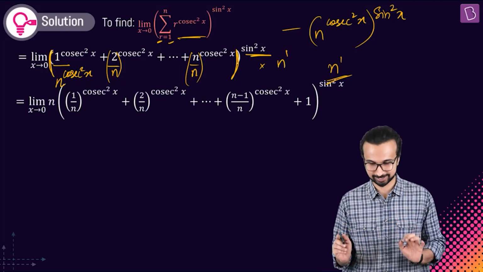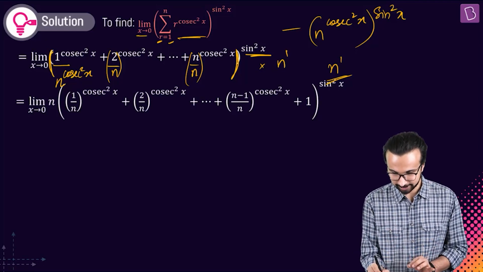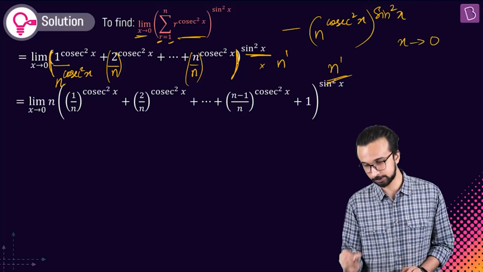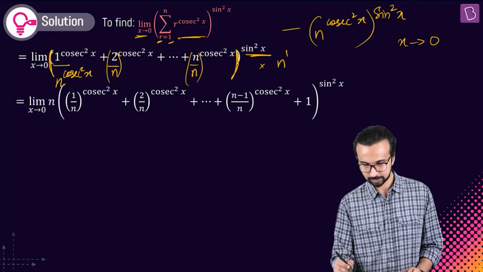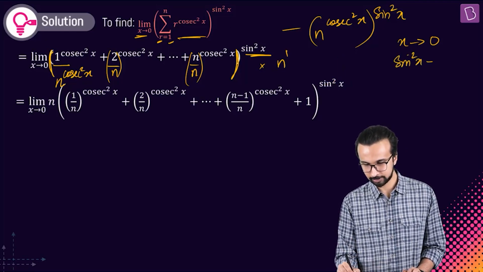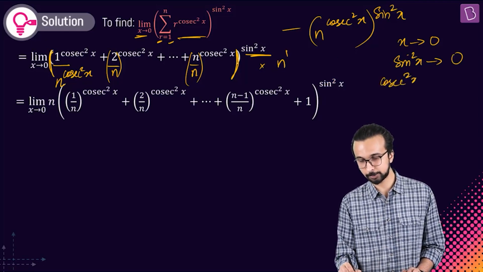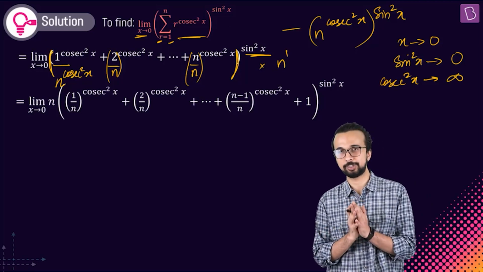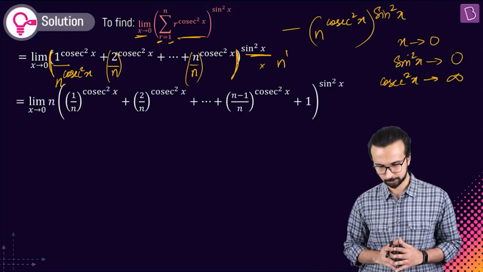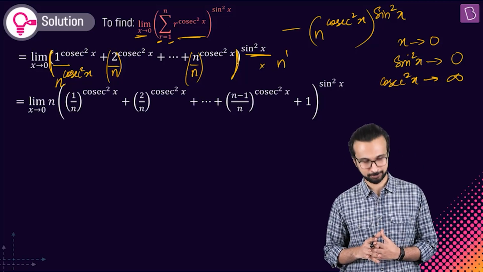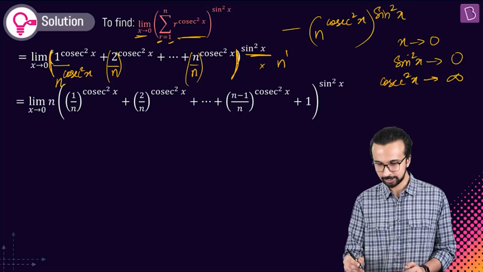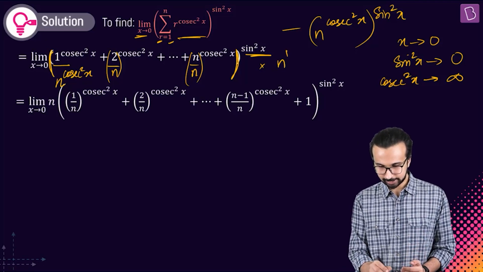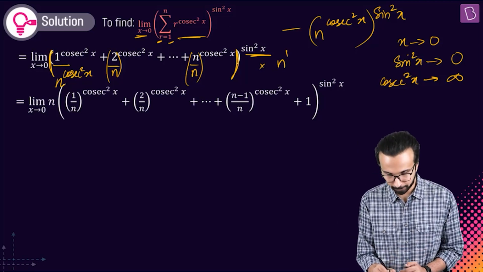Please understand that. Next, let's notice that x is tending to 0. So now let's look at the power here. Sine square x will tend to 0. Lovely. Cosec square x will tend to infinity. So what have we got here till now? We have 1 by n raised to cosec square x.